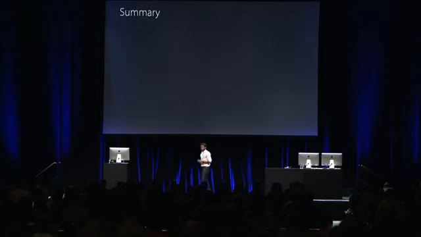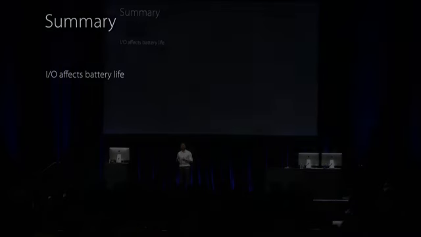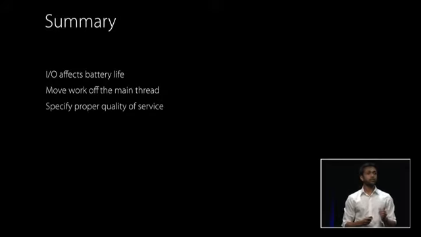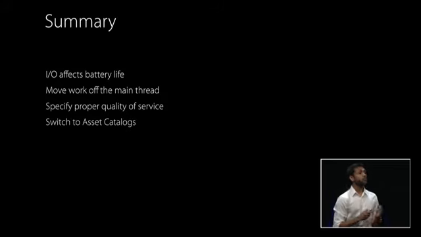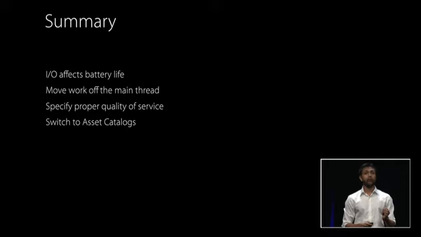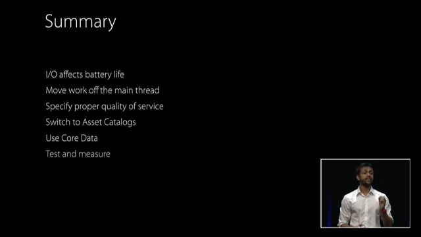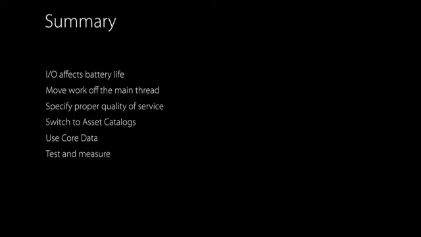So here are some key takeaways from the talk. Reduce the amount of I/Os your application does, since that significantly impacts battery life. Move your I/O-heavy workload off the main thread and keep the main thread idle for UI and animations. Specify proper quality of service to specify the intent of work you're performing. Switch to asset catalogs, since they're an easy and efficient way to manage your app's assets. Use Core Data for all your database needs. And lastly, test and measure your app for I/O performance.